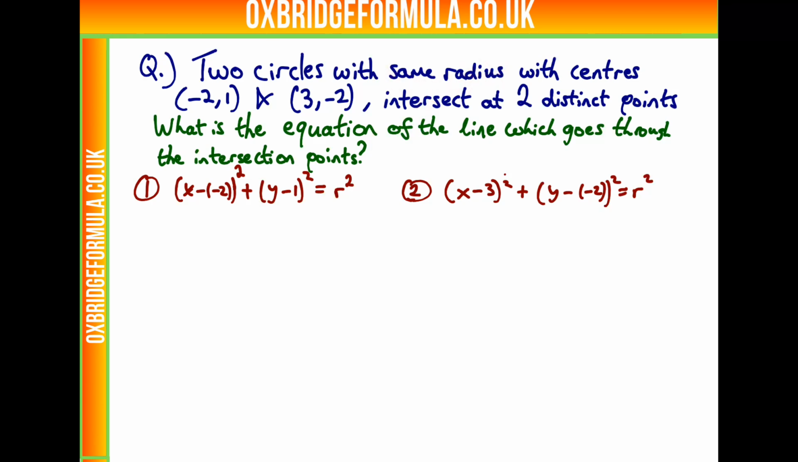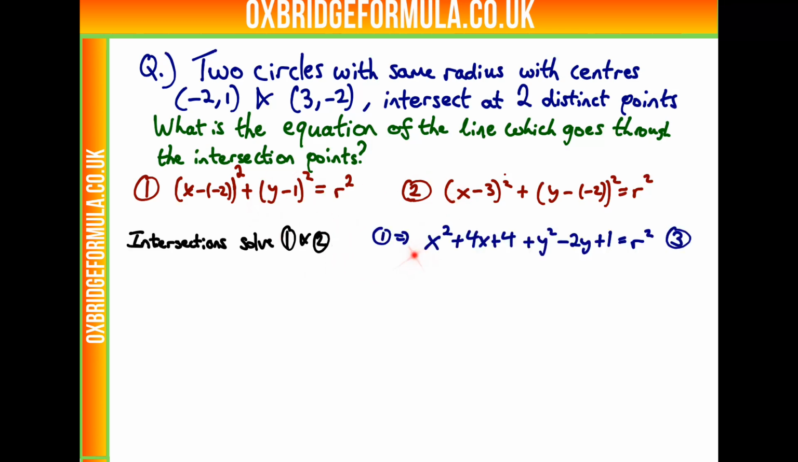So what does it mean for these two circles to intersect? They intersect at a point, say (x, y), if (x, y) satisfies equation 1 and also equation 2. Therefore, an intersection solves both of these equations. So let's maybe try and progress and try to solve these two equations simultaneously. Expanding equation 1 gives us this expression by expanding these two brackets, and we'll call this equation 3. We can do the same thing for equation 2, and we get equation 4.